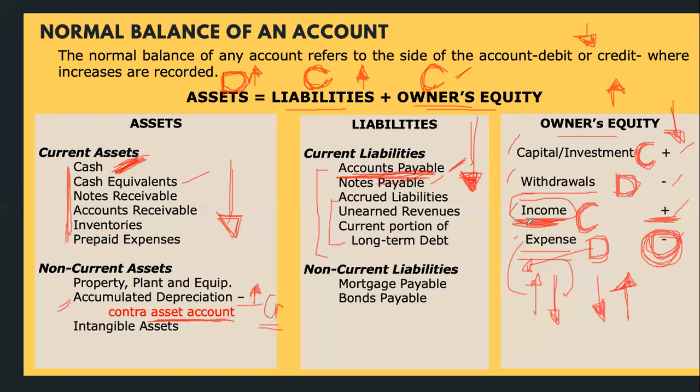Okay. Other question. If I credit an income account, what will happen to my total owner's equity account? Right? If I credit an income account, what will happen to my total owner's equity account? Increase, decrease? The answer is increase. Why? Because the normal balance of owner's equity is credit, and you credited an income account. Therefore, it adds. So, it will increase the balance of your owner's equity.